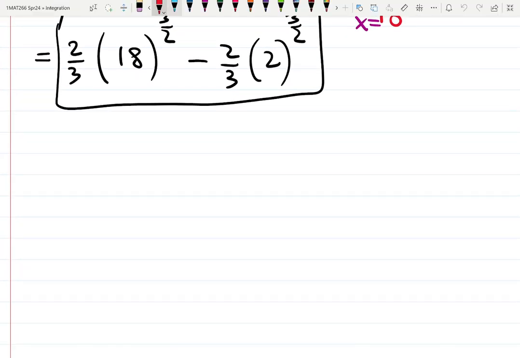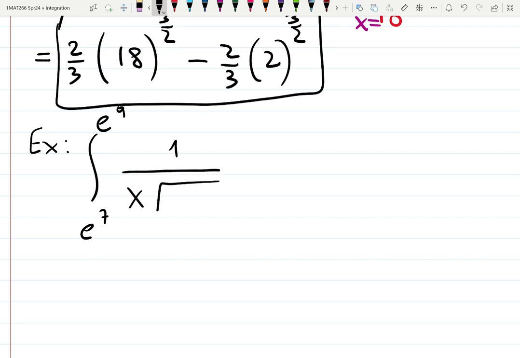Let's do one more example, and then while I'm writing it, I will tell you my point on that. The integral from e to the 7 to e to the 9 of 1 over x square root of ln x dx. One more example on the substitution rule.